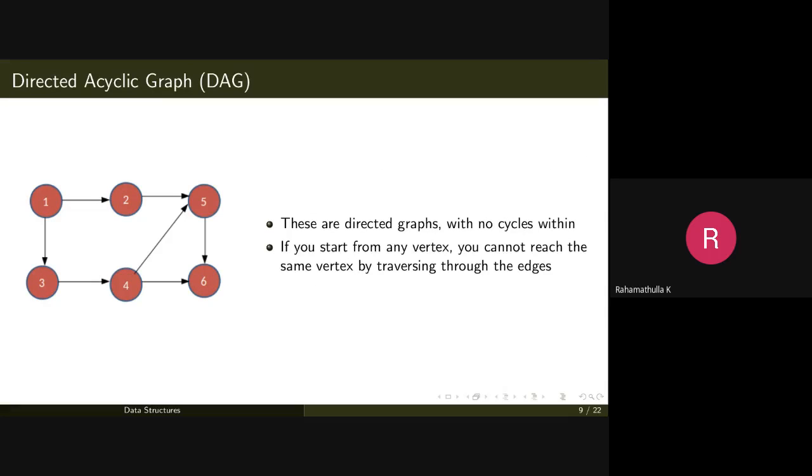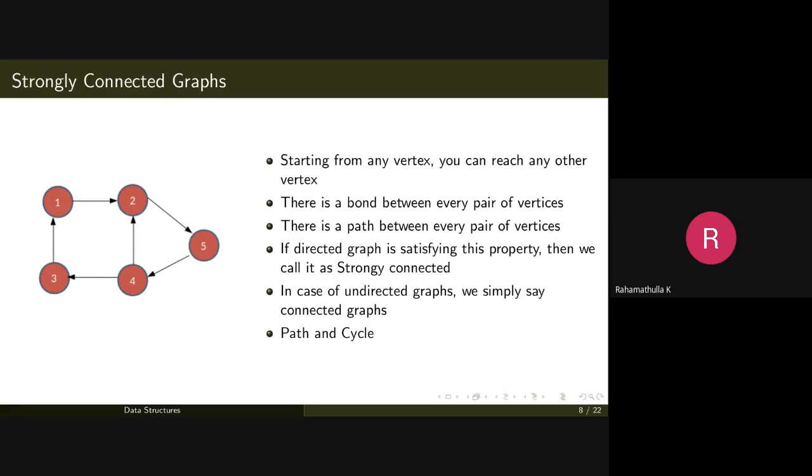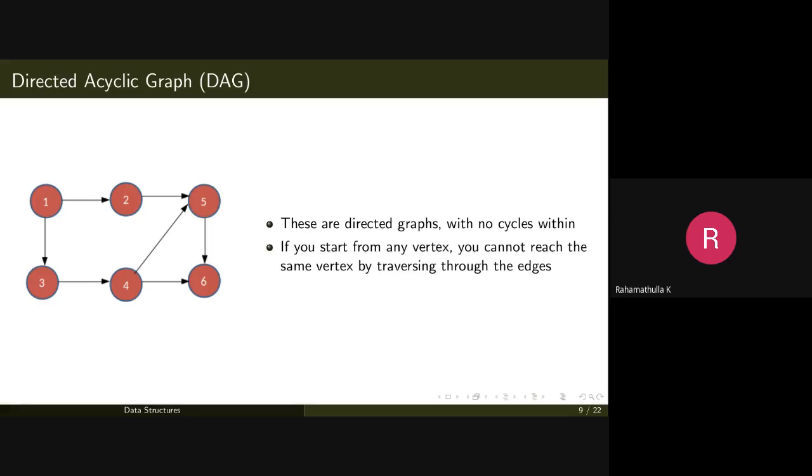Directed acyclic graph. These are directed graphs with no cycles. This was not a directed acyclic graph, but this is a directed acyclic graph. There are no cycles. If you start from any vertex, you cannot reach the same vertex by traversing through the edges, or you cannot find a path from a particular vertex to the same vertex. So that sort of directed graph is known as a directed acyclic graph. That has a lot of applications in graph theory.